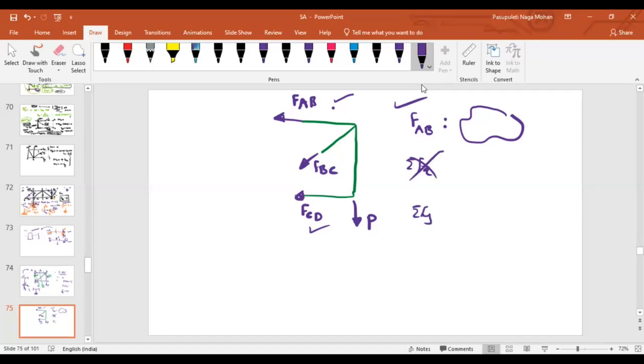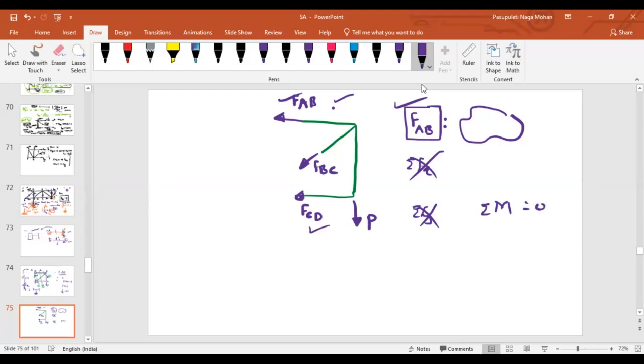But what is our interest? Taking moment about B. Our interest is only in FAB. Even if you find FBC, it is of no use, because the examiner is not interested in FBC. So next, we obviously have to move to summation of moment equals 0.